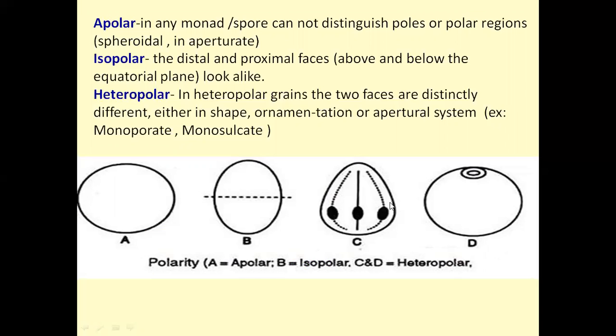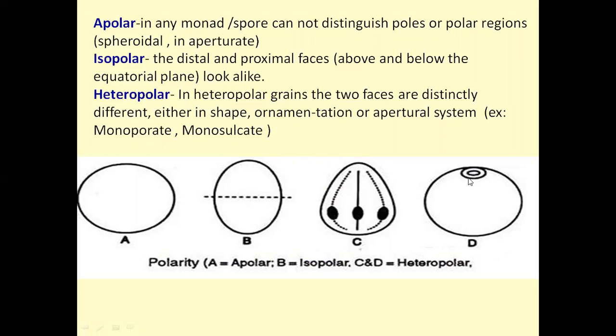These C and D are called heteropolar. Heteropolar means in heteropolar grains, the two faces are distinctly different, either in shape or ornamentation or aperture system. Example, monoporate, monosulcate. For example, here, see these circular pore-like structures. These are called apertures. The aperture is present in the proximal pole but absent in the distal pole. In this way, we can easily distinguish the distal pole and proximal pole. Here, in the distal pole, a single aperture is there, but the proximal pole lacks it.